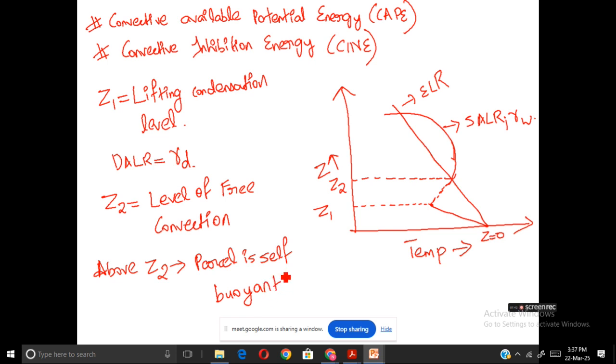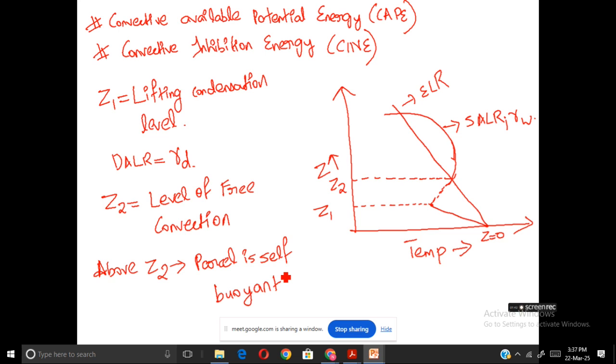So initially from Z is equal to 0, there is a parcel which is having some moisture content, but it is unsaturated. So initially with the help of some lifting mechanism like orography, convection, moisture convergence, etc., the parcel was lifted to a particular height Z1. And at the height Z1, the parcel became saturated.